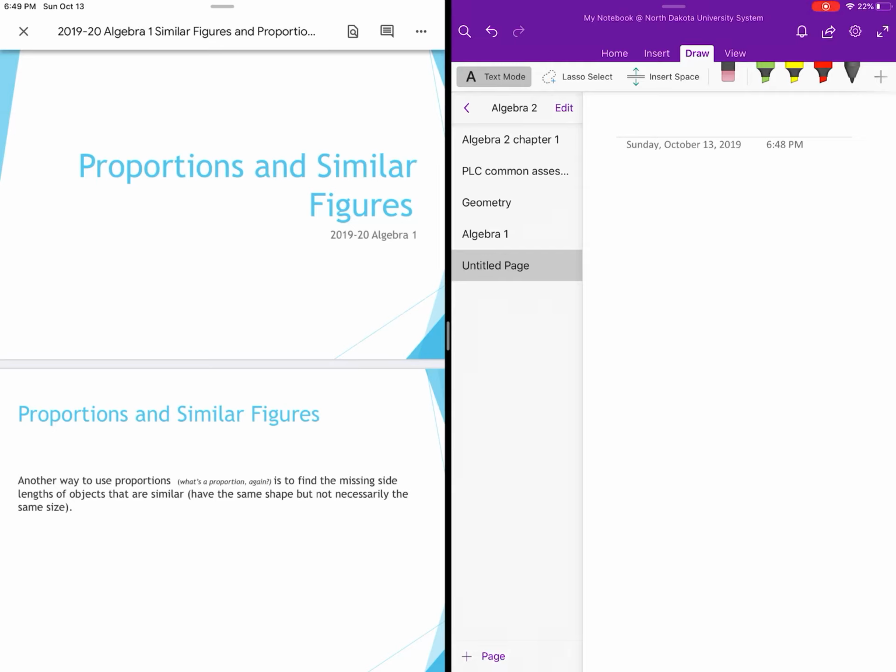Okay, so let's talk now about another use for proportions. We can use proportions to find missing measures of similar figures. Surveyors do this a lot when they can't directly measure, for instance, a tree or a building. They can measure themselves and their own shadow, and also the shadow of the building or the tree, and figure out the height of the tree or the building.